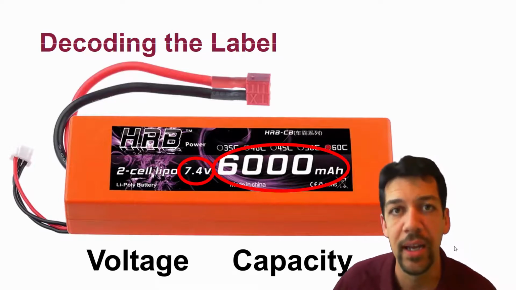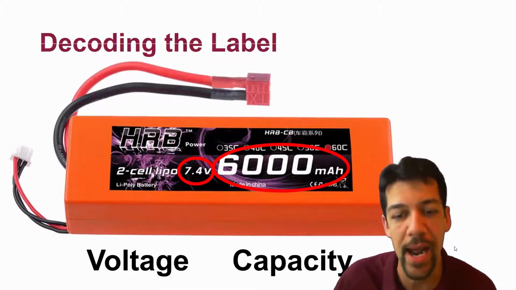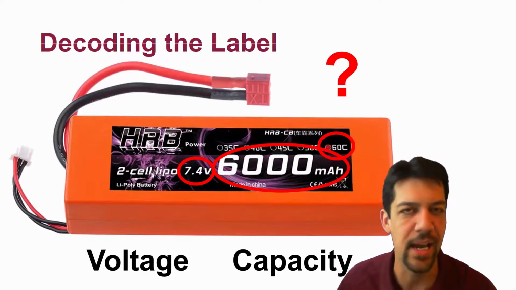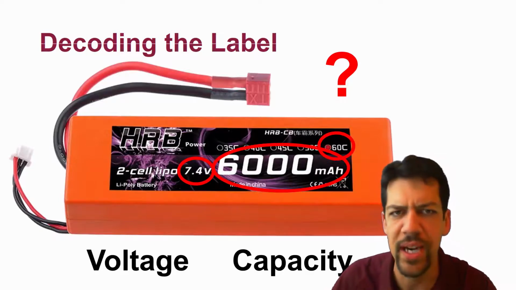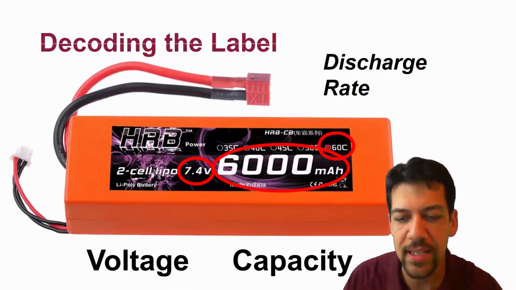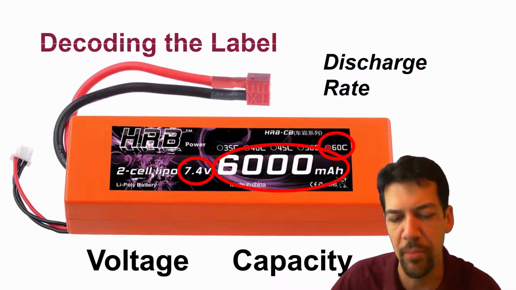Or if I was drawing 6 amps from this battery, I could do that for exactly 1 hour. Right? Then there's this little 60C down here, and that doesn't have a really great representation. C is not a unit of electricity. What that is, it's the discharge rate of the battery.